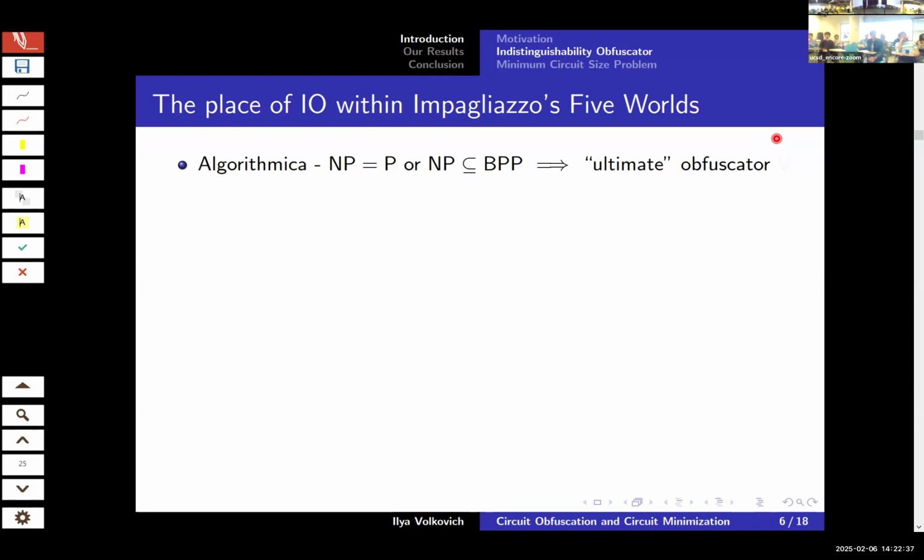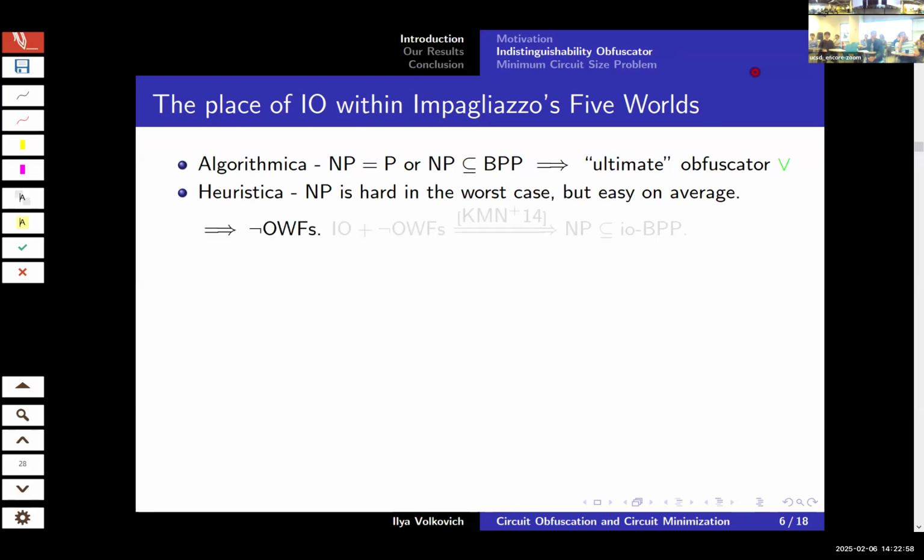So that's the place where I/O can thrive very well, because we get the ultimate I/O, as we just discussed. The next one in line is Heuristica. I guess I don't have to define it, but let's still go over this. You have NP hard in the worst case, but not on average, and in particular that excludes one-way functions. Now what happens if you have I/O, but you have one-way functions? Some previous results kind of mean that there's a difference.